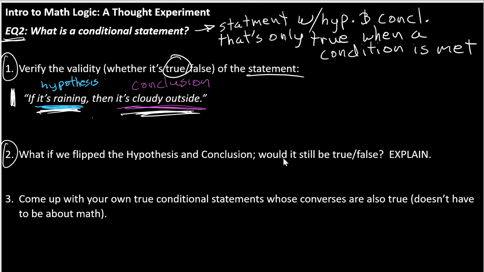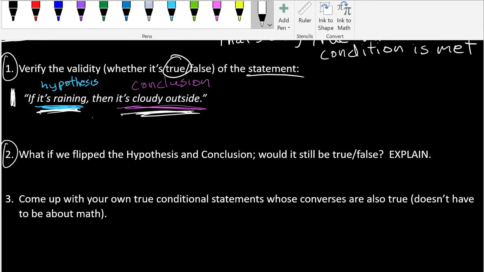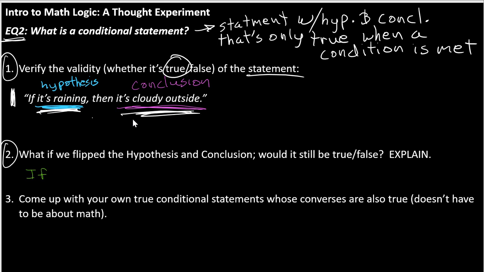So moving on, what if we flip the hypothesis and the conclusion, right? So if we did that, okay, now we would have, instead of it's raining, then it's cloudy outside, right? We would have if it's cloudy, and I'm going to skip the word outside, then it's raining. Okay, and we're also asked to verify the validity of this one. Is it true or false? And obviously I can't spell.